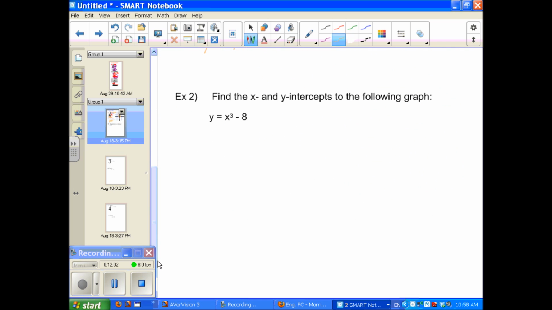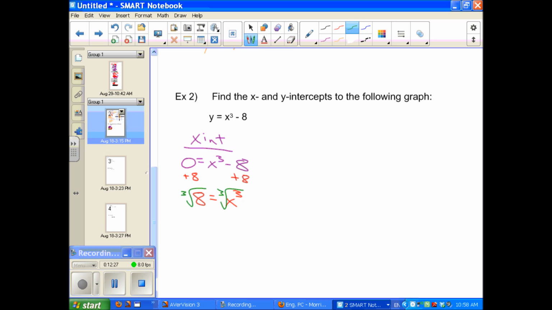But not yet. Okay, how about this one? All I want you to do is find the x and y intercepts of this. So how do you find the x-intercepts? Set y equals 0. So 0 equals x to the third minus 8. Then what? Add 8. 8 equals x to the third. Now what? Cube root both sides.